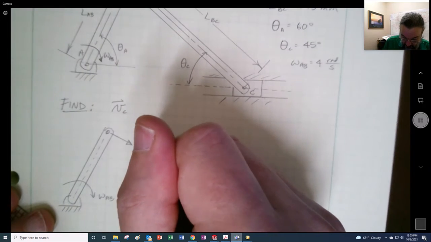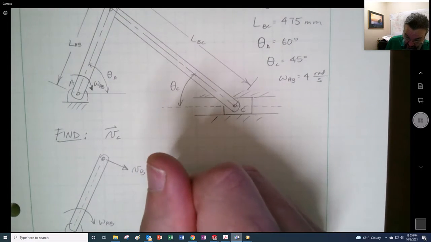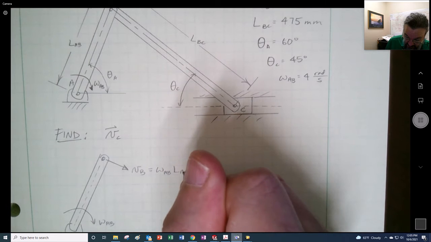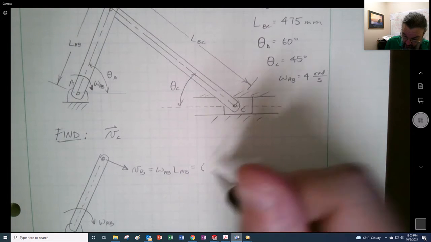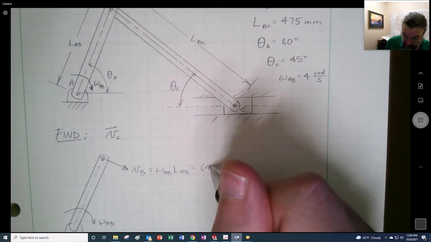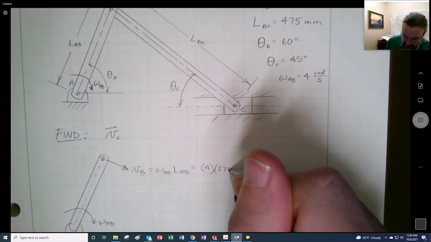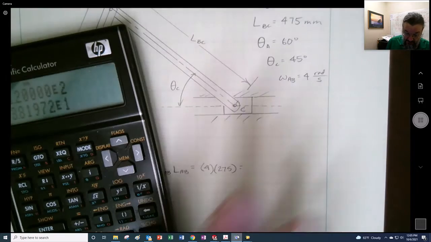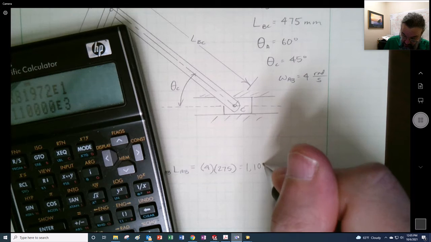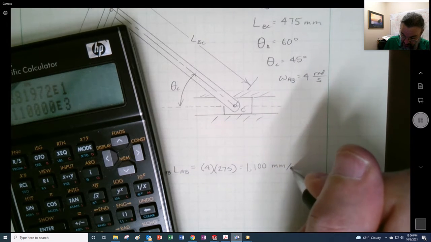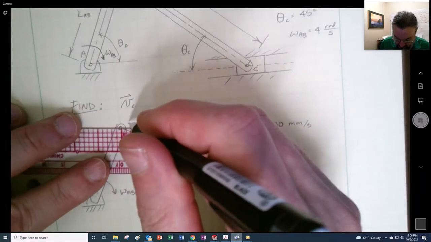And we can find the velocity of B is simply going to be equal to omega AB times LAB, right? And so that's going to be 4. We were given it's 4 radians per second, and the length, we'll keep in millimeters, so 275. So we have 4 times 275, and that's 1,100 millimeters per second. Great.